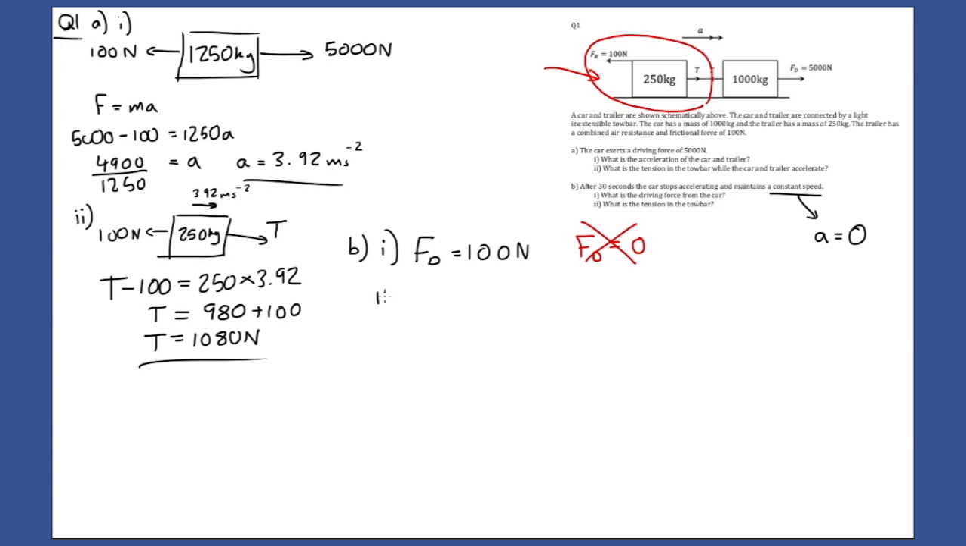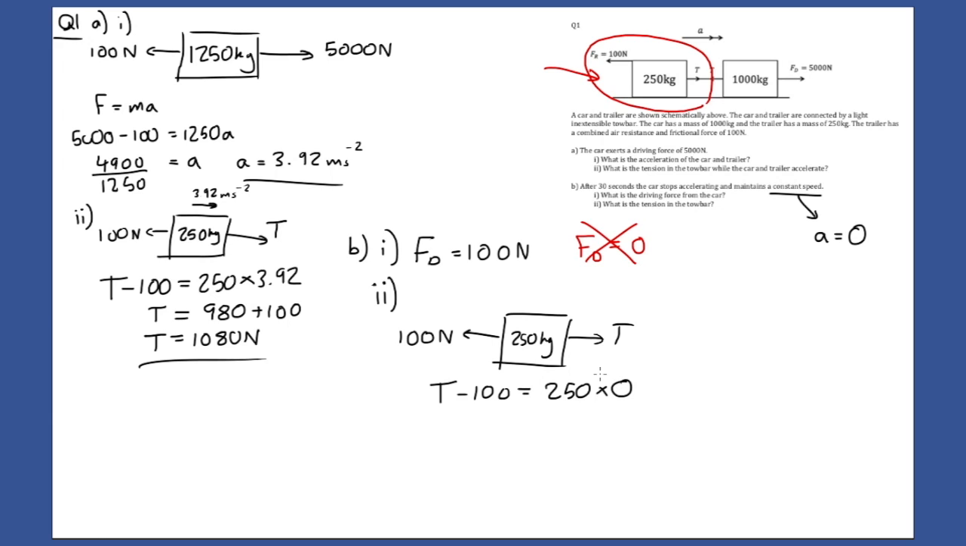Part 2. So if we look through this like we did on the first question, let's see what happens. It should come up with quite an expected result. We have 250 kilograms, tension in this direction, resistive force is still 100 newtons, and we write T minus 100, and that equals 250 times 0, because there's no acceleration. So this gives me T minus 100 equals 0, therefore my tension must be 100 newtons.